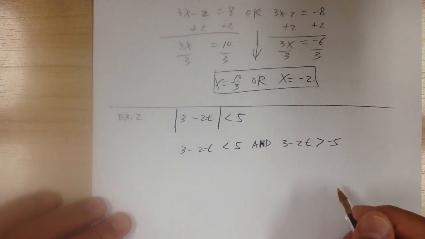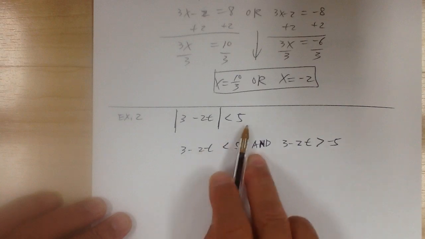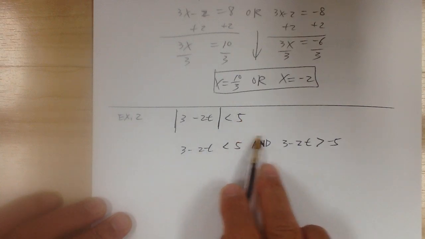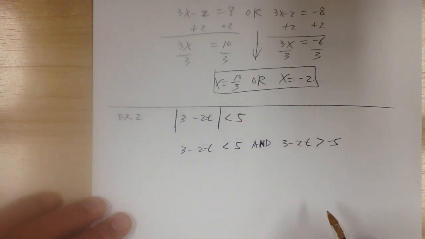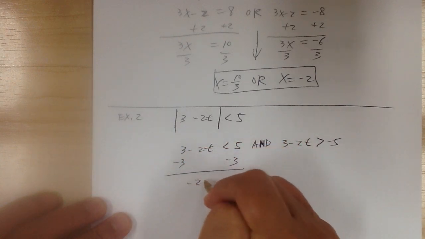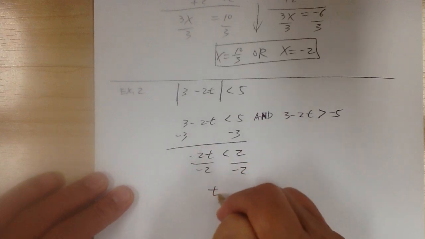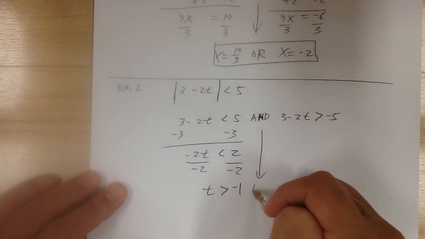So this part stays the same, so for the positive inequality it stays the same. For the negative inequality, you have to change this, multiply this by negative 1. Then after that, you're going to solve, so minus 3. So you get negative 2t is less than 2, divided by negative 2. So you get t, and remember, change direction. And follow through with your and.